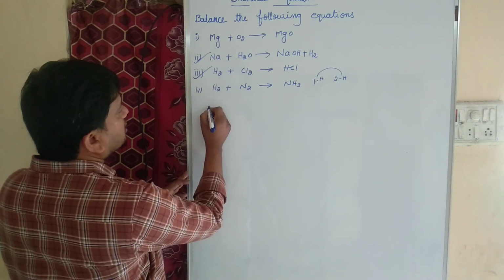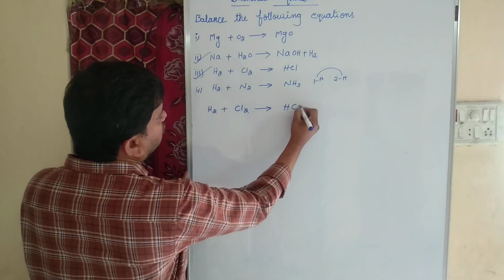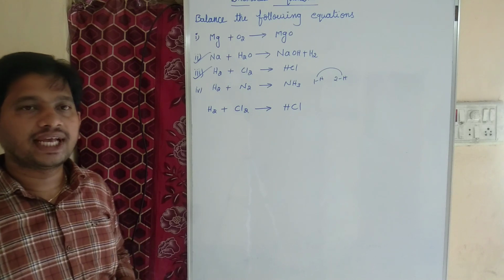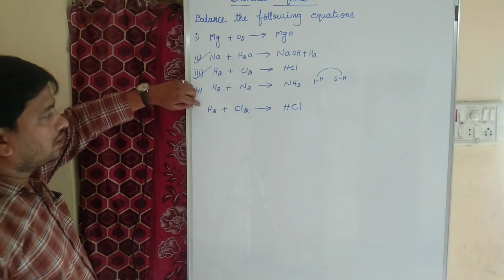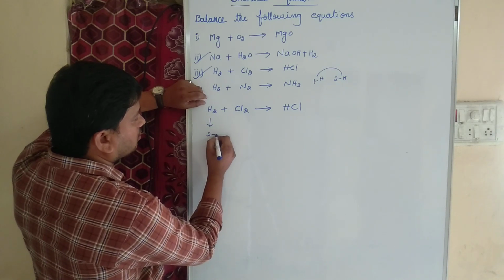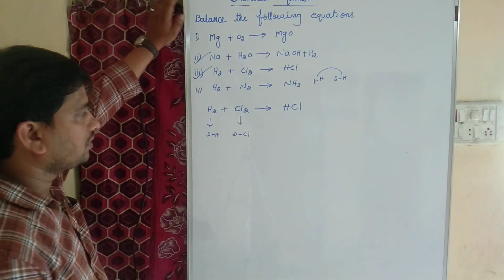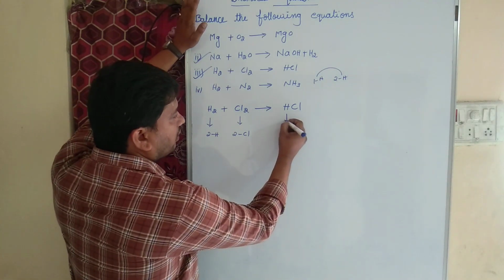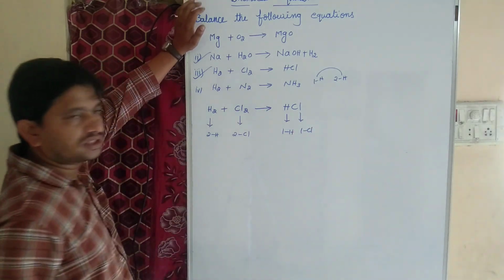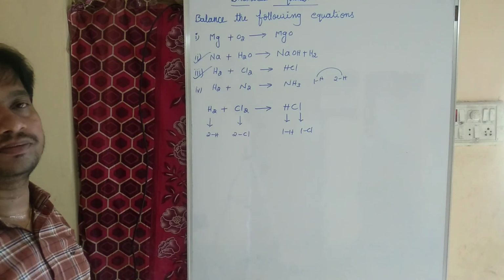Our third equation is H2 plus Cl2 gives rise to HCl. I mean, on the LHS we have 2 atoms of hydrogen and 2 atoms of chlorine, whereas on the right-hand side we have 1 atom of hydrogen and 1 atom of chlorine. Is it a balanced equation, children? No, it is an unbalanced equation.